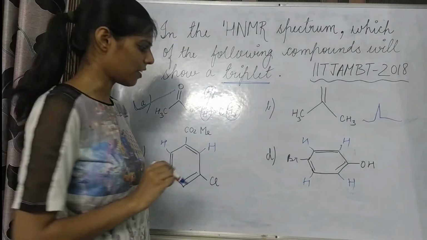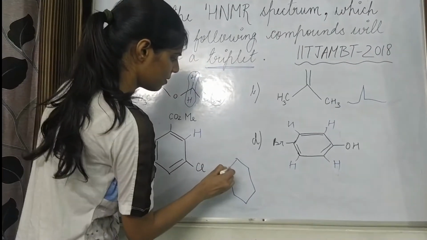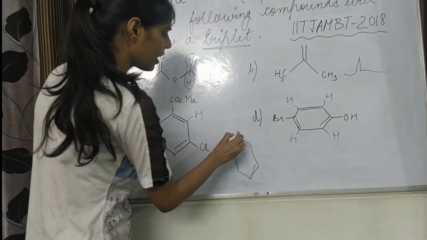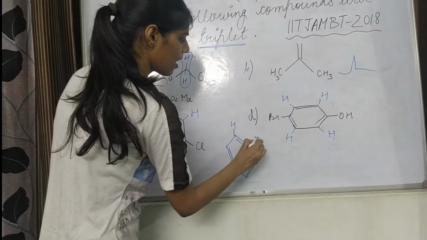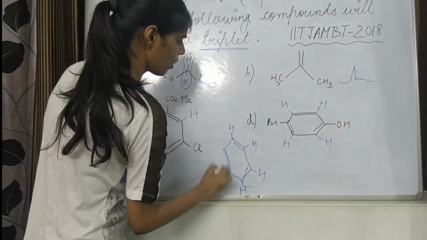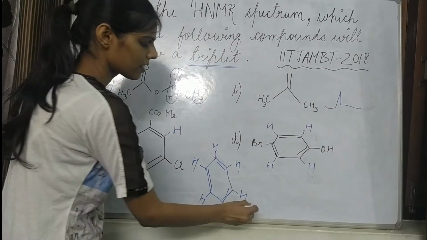I'll ask you another question. Tell me how many peaks you will see for benzene. For this you'll draw the hydrogens first. See, all the hydrogens are equivalent, so we'll just get one peak for benzene.